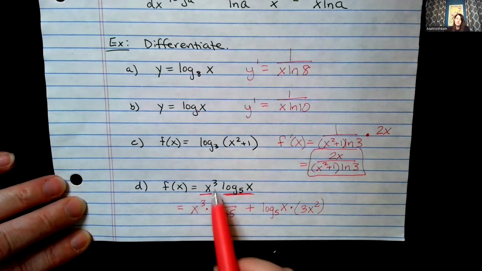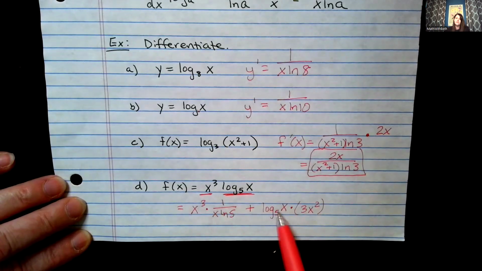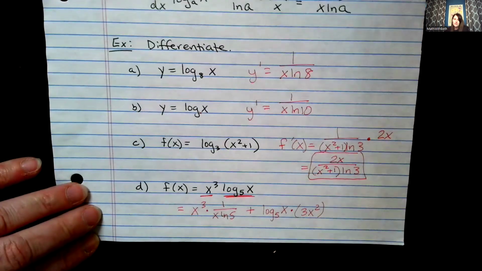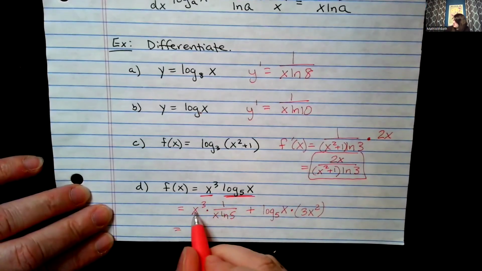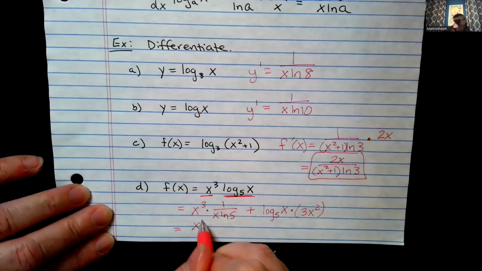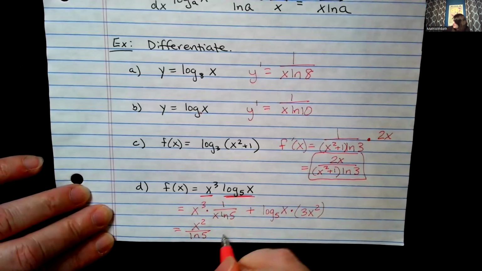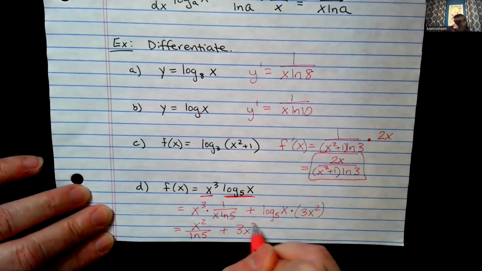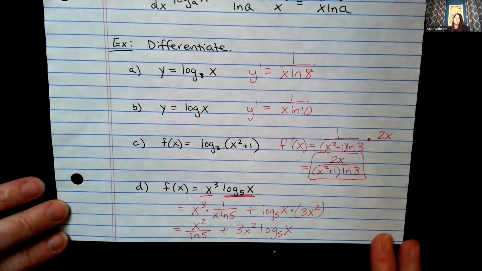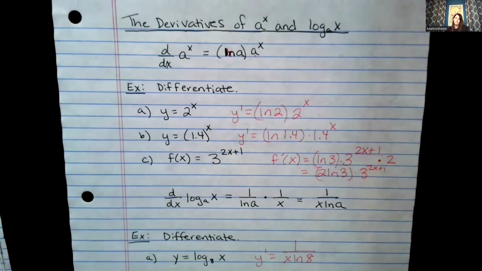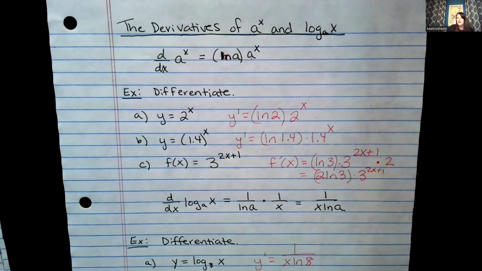That's it. So this is my first function times the derivative of the second one, plus the second function times the derivative of the first. This can't be much nicer, but you can definitely put these together. If you put the x to the third on top of this, you could even reduce it to x squared over ln 5, plus the 3x squared would probably go in the front just to make sure you know that it has nothing to do with the log. And that's it. So these are the two new formulas and how to use them even in some of the more complicated equations. I hope that helps. If you need more examples, just let me know.